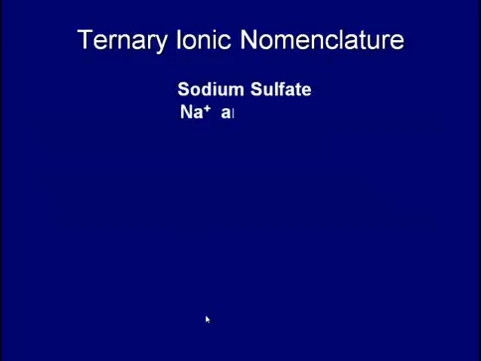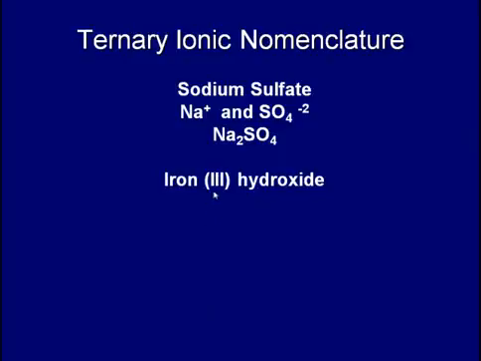Sodium sulfate would be a sodium ion, which is +1, plus SO4, which is -2. If I want this to be neutral as a compound, this SO4 group has a -2 charge, sodium's +1, so I'm going to need 2 sodiums. If I have iron(III) hydroxide, iron (Fe) will have a charge of +3. The hydroxide ion, as you know, is an OH with a minus charge. So in order to get this to balance to 0, I'm going to need 3 hydroxides. The way I'd write that is like this, with the parentheses indicating I've got 3 of the hydroxides.